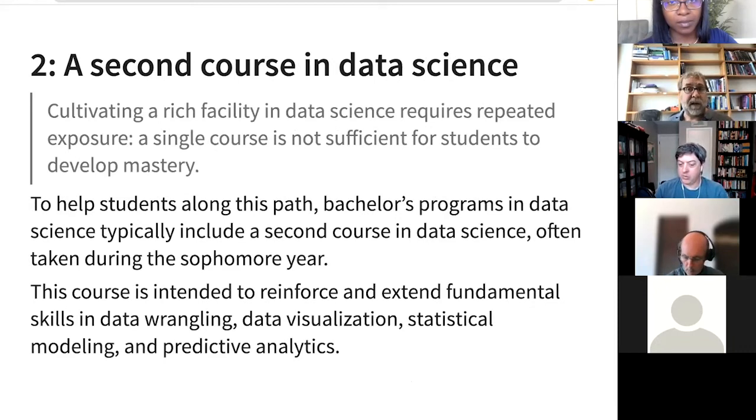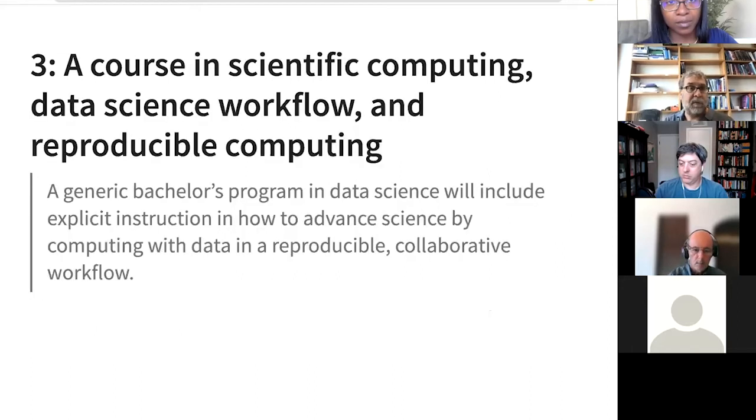We know from a lot of the work that's been done that you need repeated exposure to develop more seasoned data acumen. And so, having just a single course won't be enough. One of the challenges here is that when you look at 4-year institutions, their second courses in data science are hugely heterogeneous. And we need to make sure that there are some clear understandings of what's transferable as a second course.